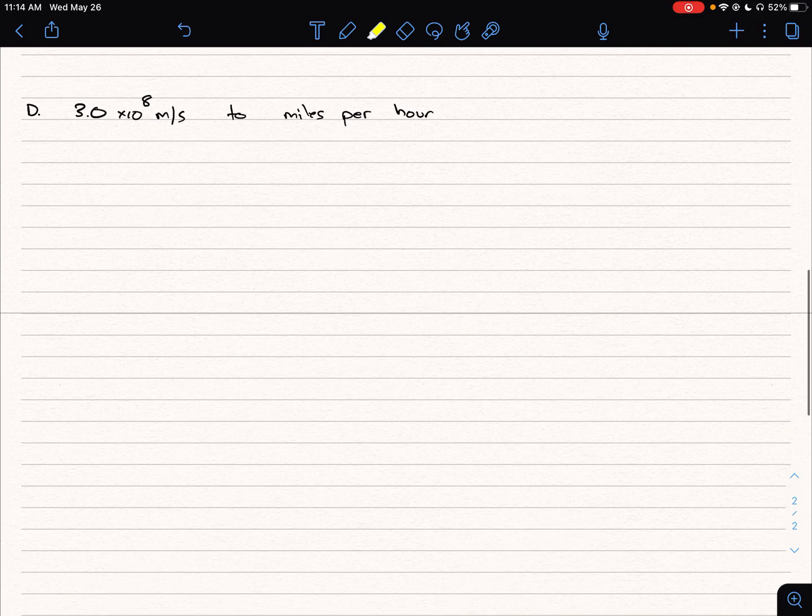So finally, we have our speed of light problem. The speed of light is 3.8 times 10 to the 8th meters per second. And we want to convert that into miles per hour. Now in this case, we can start off by writing this 3.0 times 10 to the 8th meters. And recall that meters per second is really meters divided by seconds.